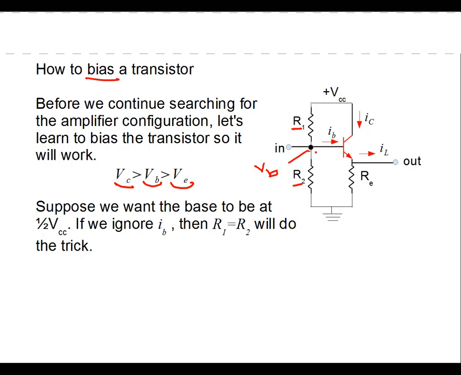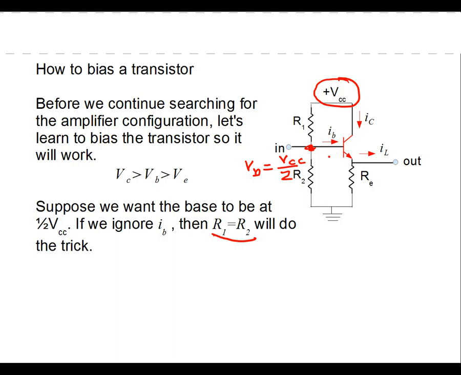Okay, so let's look at a very simple example. Suppose that we want the base to be 1/2 of this potential, and this is generally called VCC. So if we want the base to be 1/2 of VCC, so VB is equal to VCC over 2 to get us biased, then all we have to do is set R1 equal to R2, and we'll find out that that works.